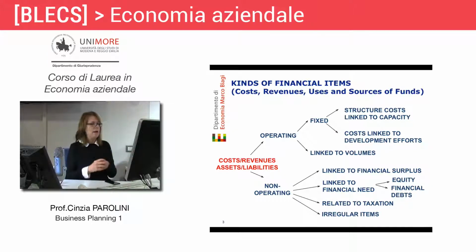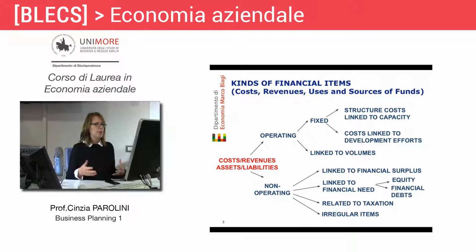Revenues for the sales of the bikes, costs for the purchase of raw materials or for the payment of our employees, assets for the equipment that we have to buy in order to manufacture our bicycles, and also liabilities, because when we buy raw materials, maybe we do not pay at once, and so we'll have accounts payable for our suppliers. So this group of items is linked to operating activities.